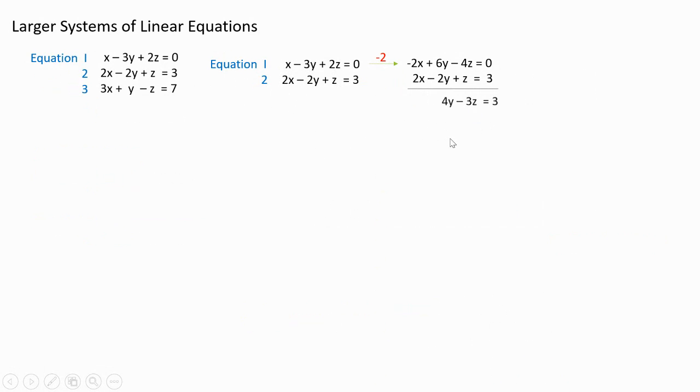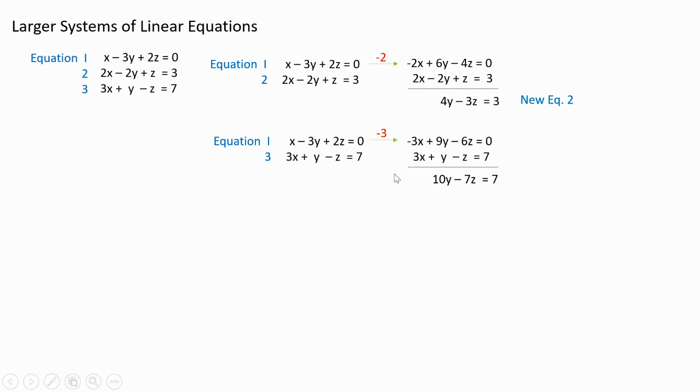You see, guys, the x's were eliminated. So this is my new equation 2. Now I'll repeat the process for equations 1 and 3. Right? And I'm going to get rid of the x's, so I'm going to multiply equation 1 by -3. So after I multiply -3 times every term in equation 1, this is my result. So equation 3, all we do is slide it over, and the x's will be eliminated. So this is my new equation 3.